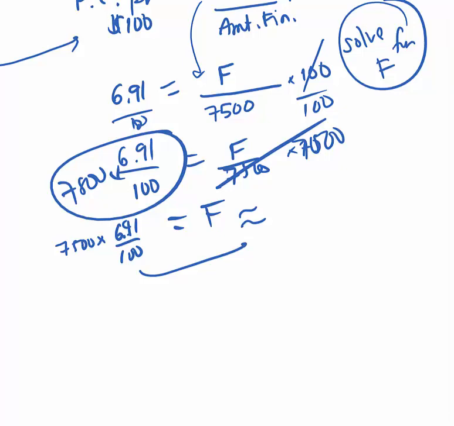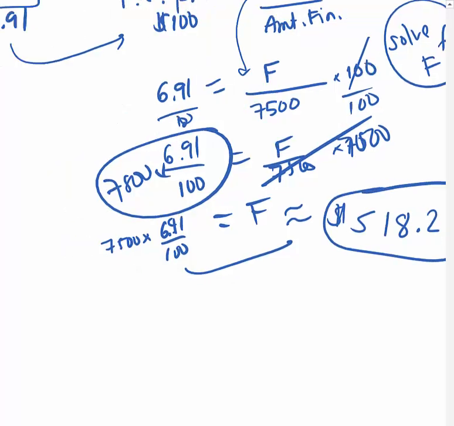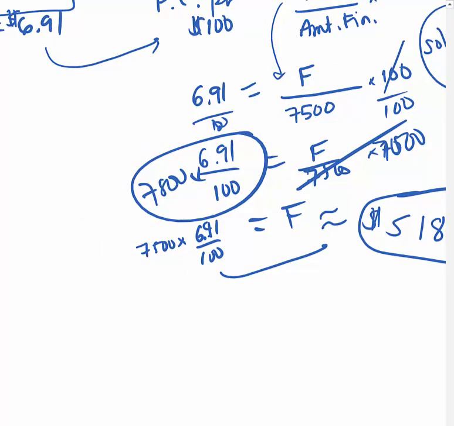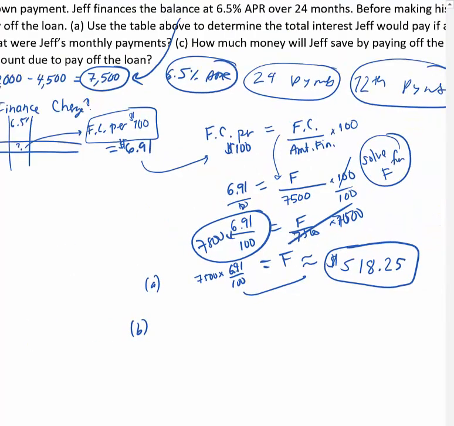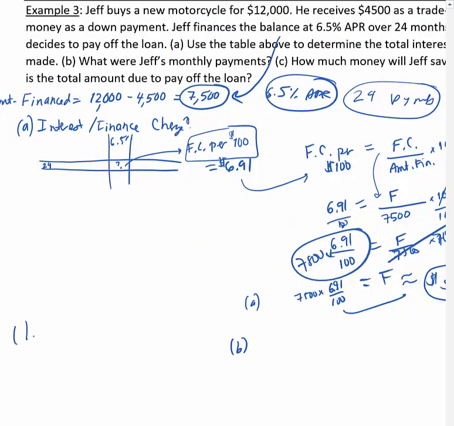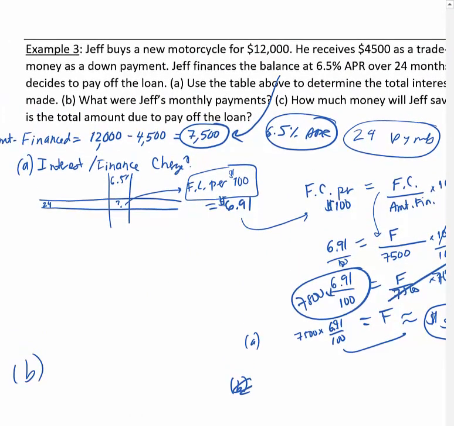Okay, I got... what was it? 518.25. Whoop, there we go. So that's how much interest or finance charge he would have had to pay otherwise. That was part A. That was a lot of work, but it was like we were working backwards from part A from the previous problem. Okay, and then part B, what do they want there?